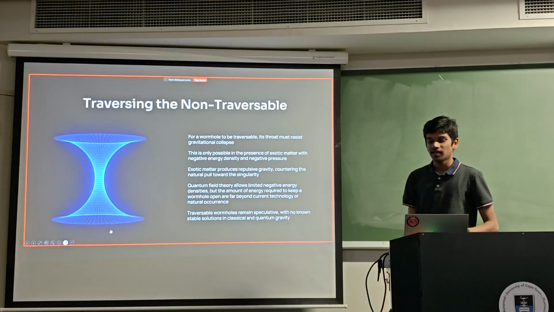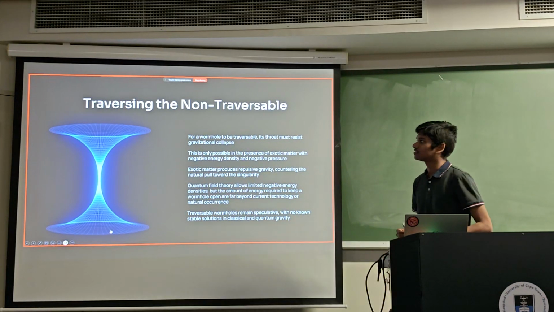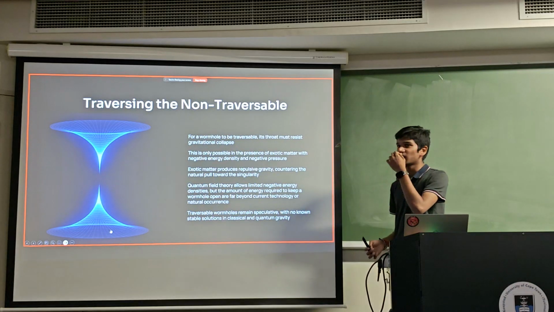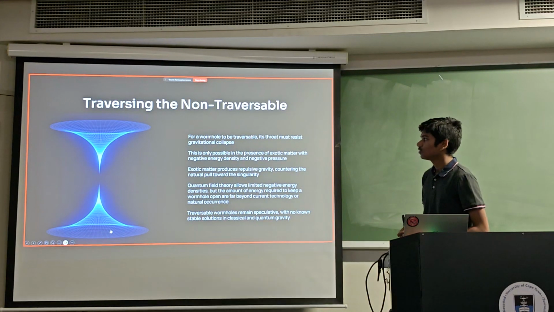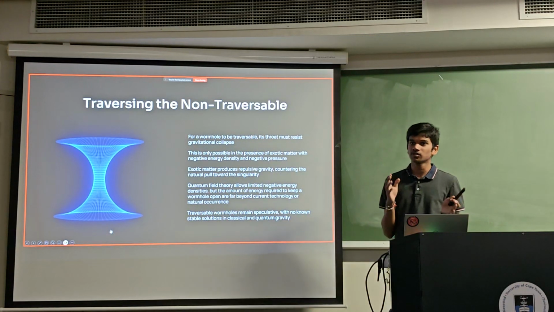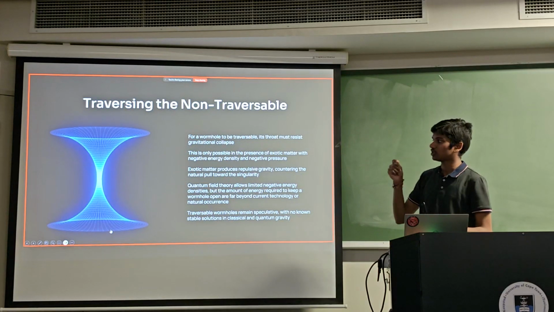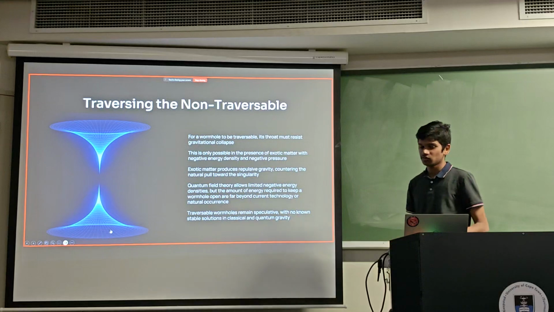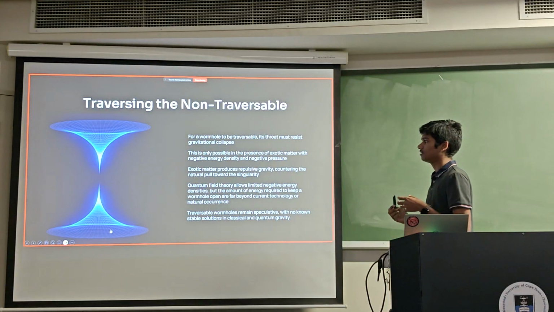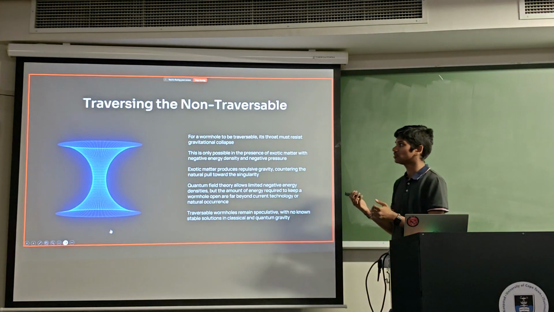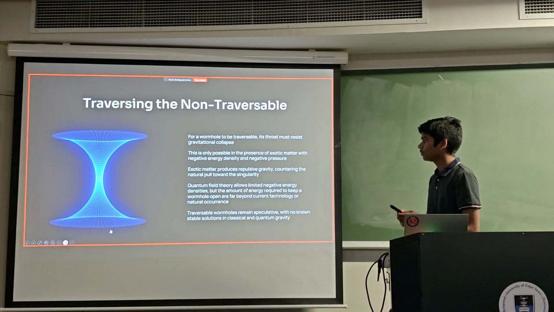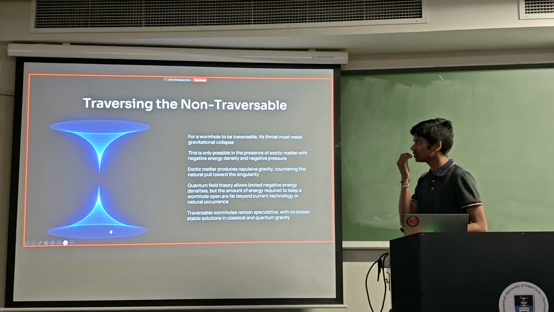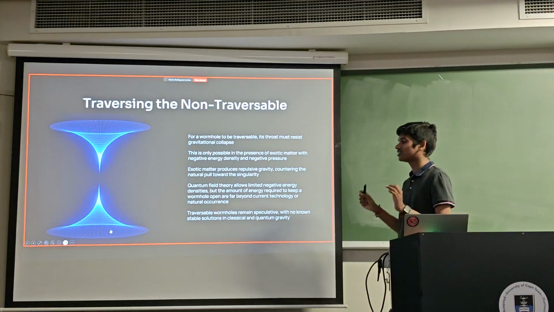Okay, let's say we wanted to traverse a wormhole. We know that we can't traverse it, but what if we wanted to try? Like I said, the problem with the wormhole is that it's pinched shut too quickly for us to cross in time. The way to solve that is to have something opposing that pinching force. So what we need is to reduce the power of the singularity. And to reduce the power of the singularity, you need exotic matter.